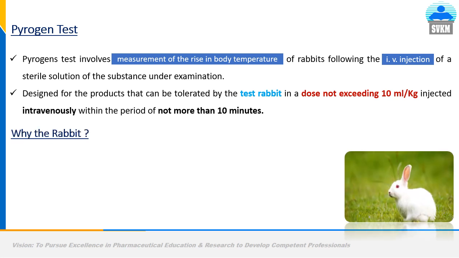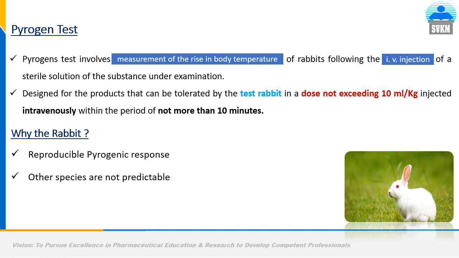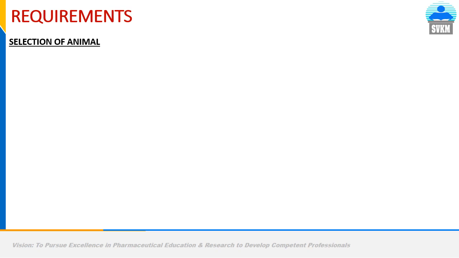Why should we go for rabbits? The first important reason is that rabbits give a reproducible pyrogenic response, whereas other species do not give predictable responses. And another important reason is that the threshold of pyrogenic response given by rabbits is similar to that of human beings. Now we will see different requirements for carrying out the pyrogen test. First and most important is selection of animals. We take healthy adult rabbits of either sex weighing not less than 1.5 kg.